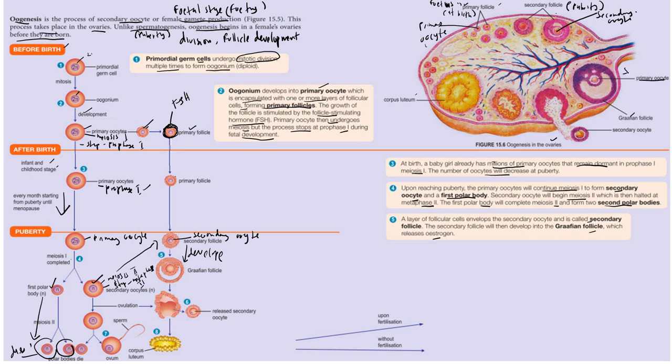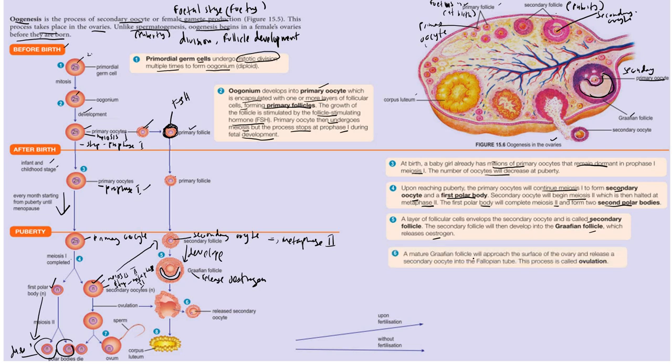So this one changes into the secondary oocyte, and inside here we then have the Graafian follicle. You can see the difference: the Graafian follicle has a bit of space here. The same in the diagram, a bit of space here. This Graafian follicle will release the estrogen hormone. So until number 5, the secondary oocyte is still in metaphase 2, not complete yet.